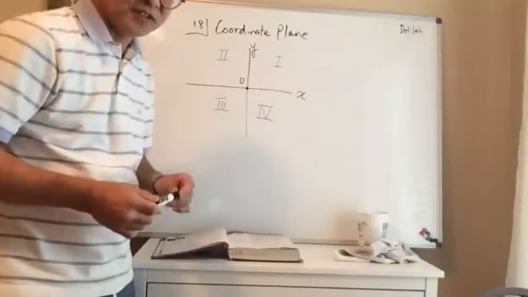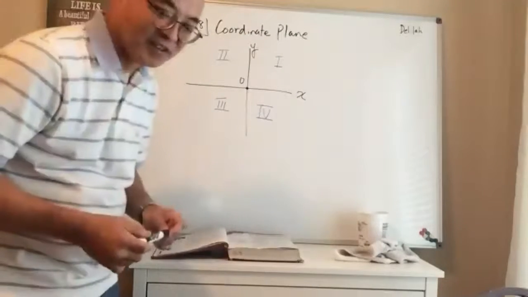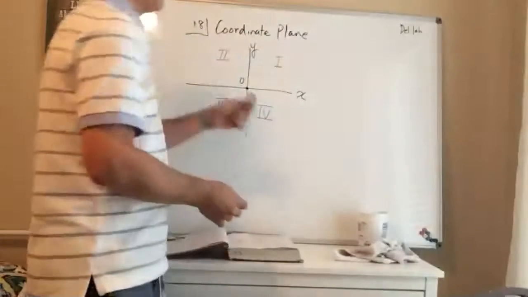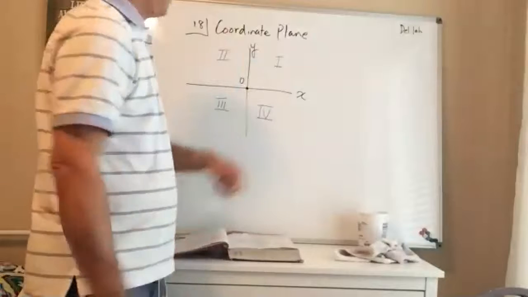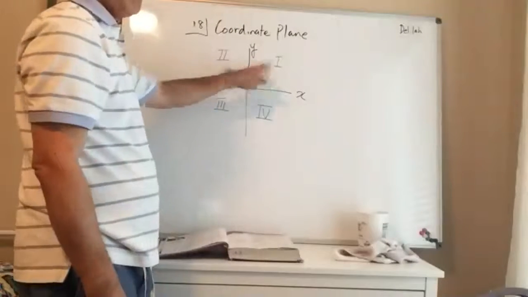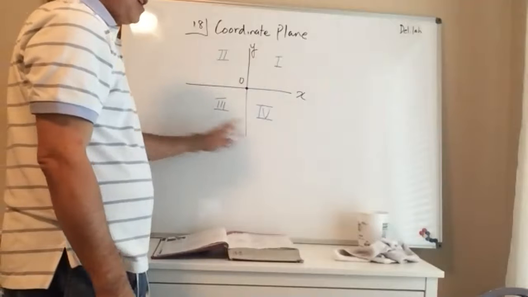Didn't we learn this in middle school math too? No? Anybody? I didn't learn it. You didn't learn it? Okay. Kind of. Okay, so here we go then. I am teaching you now quadrant number 1, 2, 3, and 4. Okay? All right. So that's that.